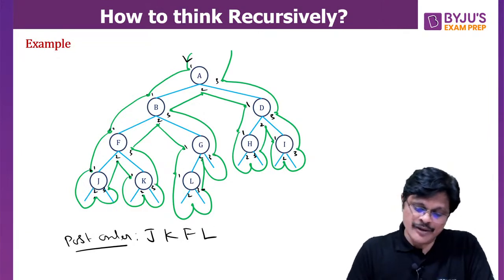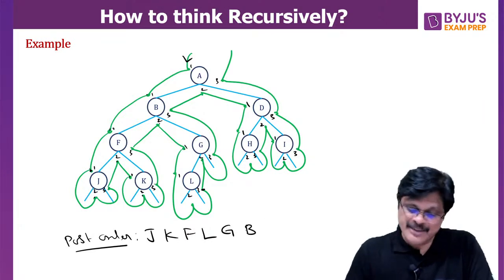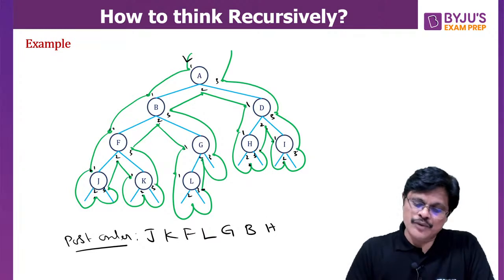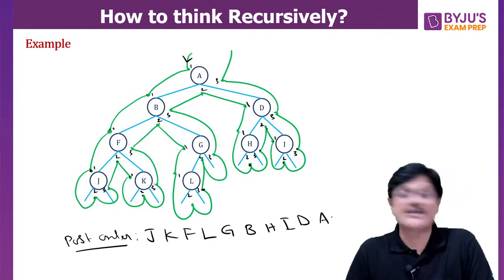2 ignored, 3 means that G node is printed, again 3 means B is printed. Now the left subtree is completed. Again 2 ignore, 1, 1 and 2 ignored, 3 H is printed, then 2, 1, 2, 3 printed, 3 means I is printed, correct? Then D is printed, then finally A is printed, and that is your post order traversal, my dear friends.